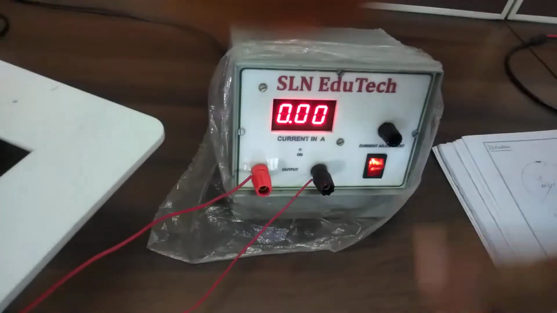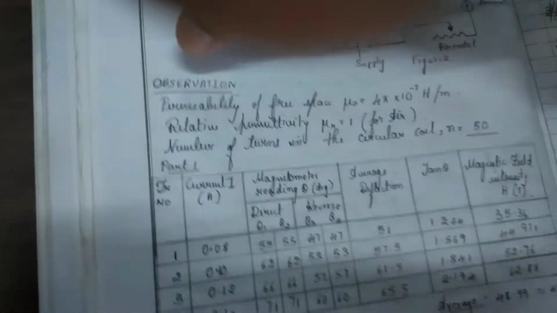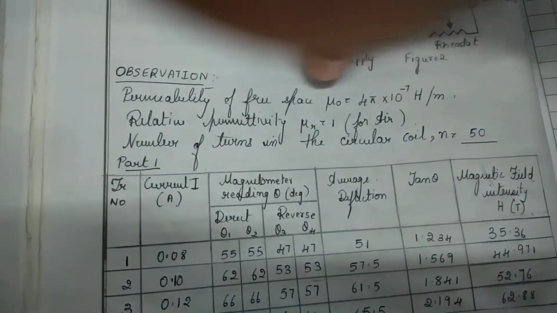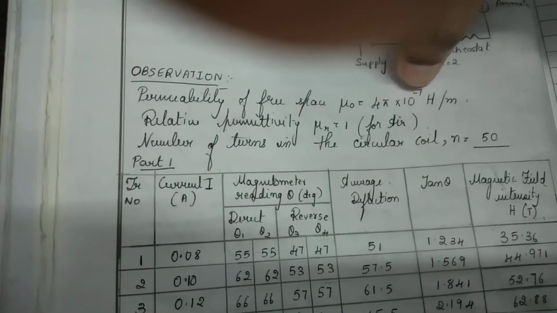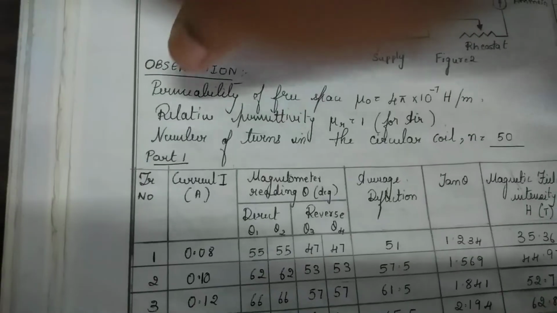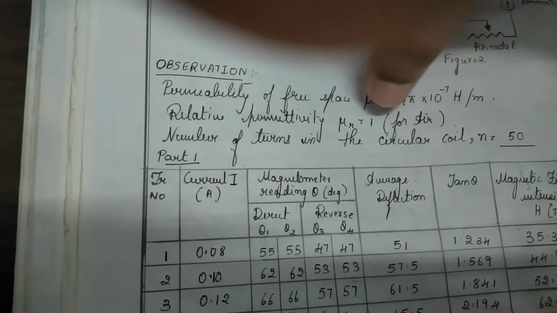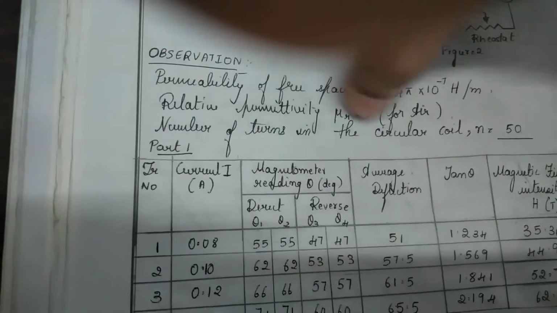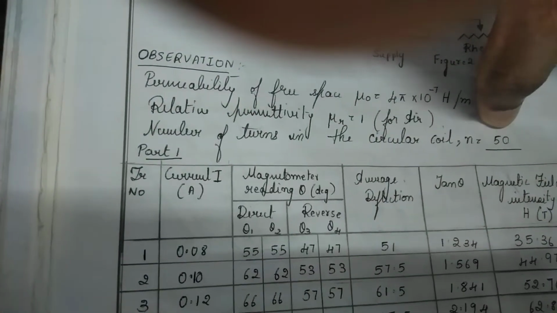So first what we have to do regarding the observation, first the absolute permeability of the free space is given by mu naught is equal to 4 pi into 10 to the power minus 7 Henry per meter, a constant. Relative permeability mu r is equal to 1 for air, and we have of course the number of turns in the circular coil n taken as 50.